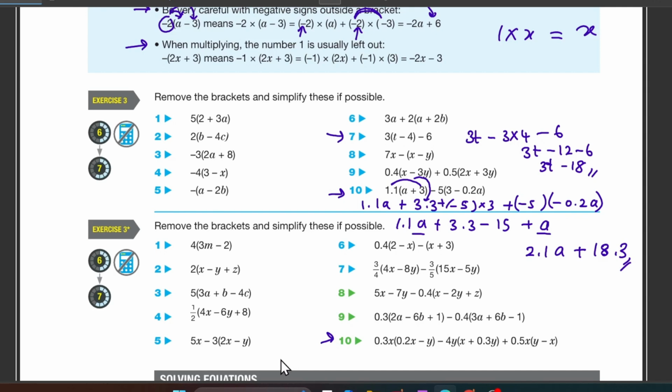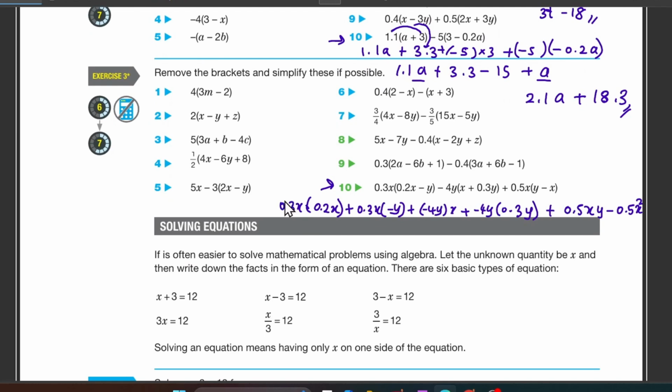So 0.3x times 0.2x plus 0.3x times minus y plus minus 4y times x plus minus 4y times 0.3 is 3y plus 0.5xy minus 0.5x square.